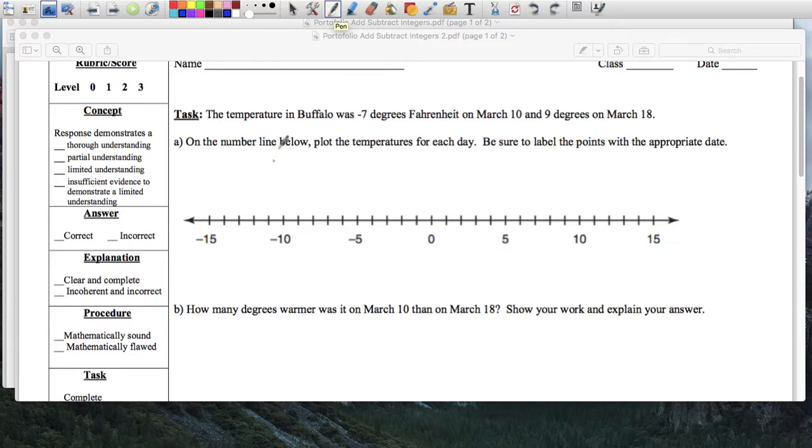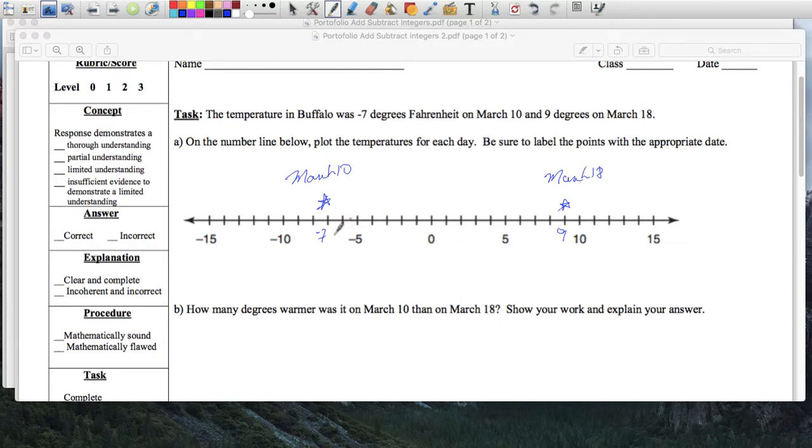So I literally want you to go -7 for March 10, -5 is here, -7 will be here, and put a star, put something there, and label it, and this would be the temperature March 10. The other one was 9, which is right about here, and again I'll put a little star, and this is March 18. Okay, so label the points.